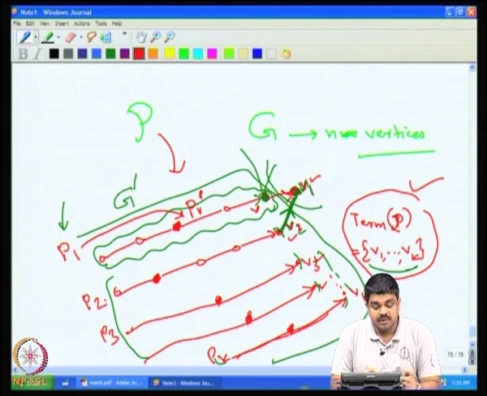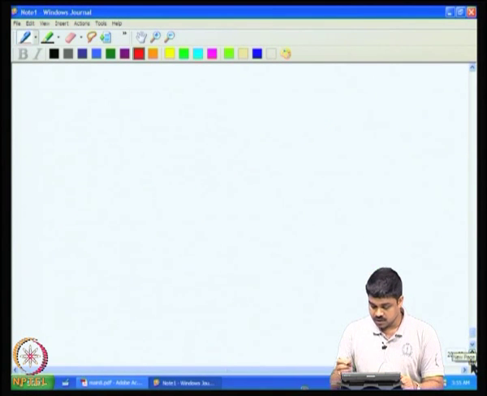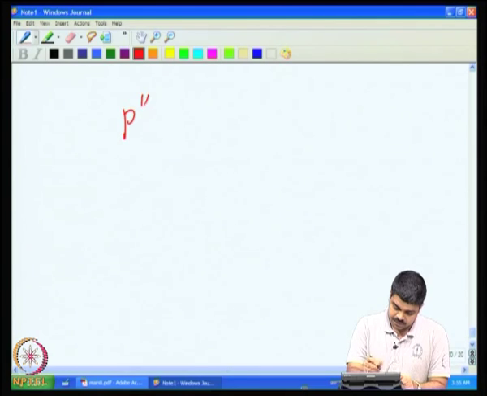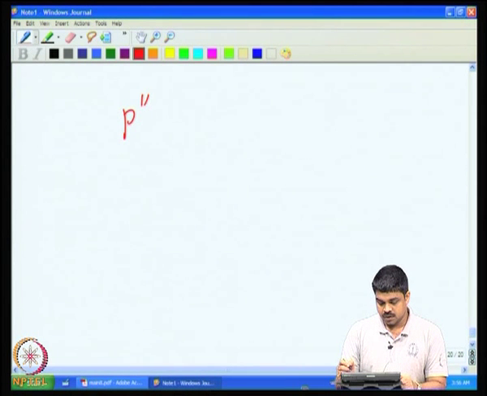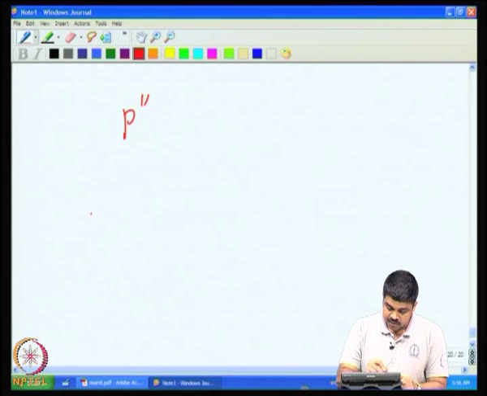Why need it not be a minimal path cover? It may be a path cover, but need not be a minimal path cover. Then what will we do? The idea is to somehow prove that this is indeed a minimal path cover. It is not possible that it is not a minimal path cover, right. So, suppose it is not a minimal path cover, then there is some other path cover, P double dash, right.